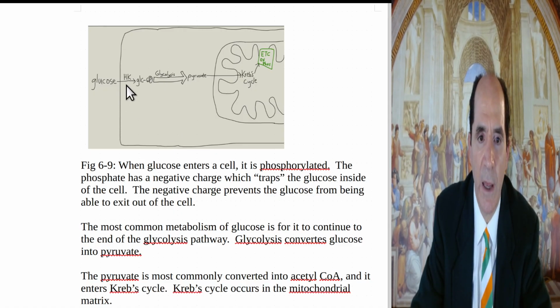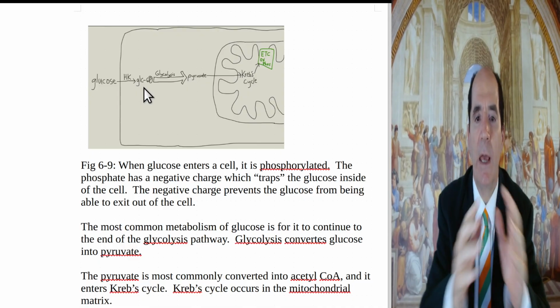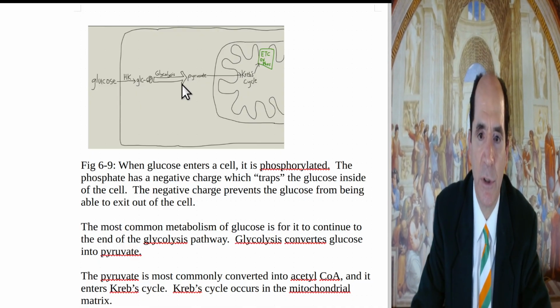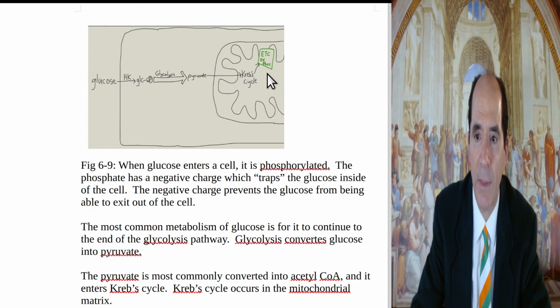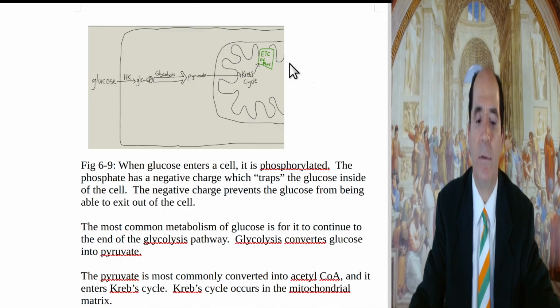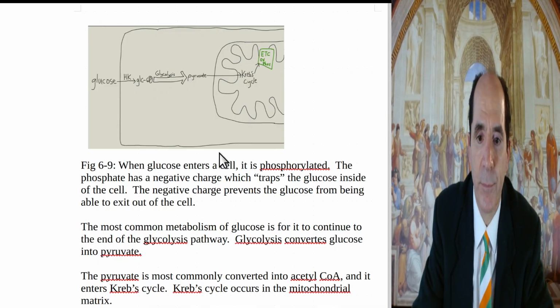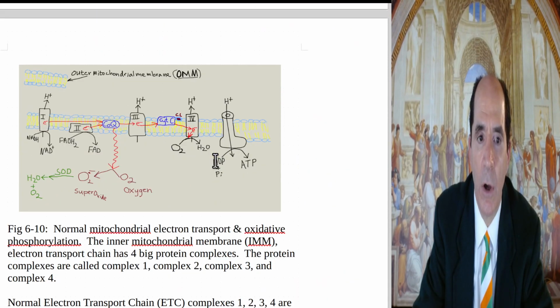Glucose comes into the cell, hexokinase phosphorylates it, that traps it in the cell, putting a big charge on it so it can't exit out. Glycolysis converts it to pyruvate, then it gets made into acetyl-CoA in the mitochondrial matrix, goes through the Krebs cycle, and then the electron carriers are sent to the inner mitochondrial membrane, which passes those electrons along like a fireman's bucket brigade.